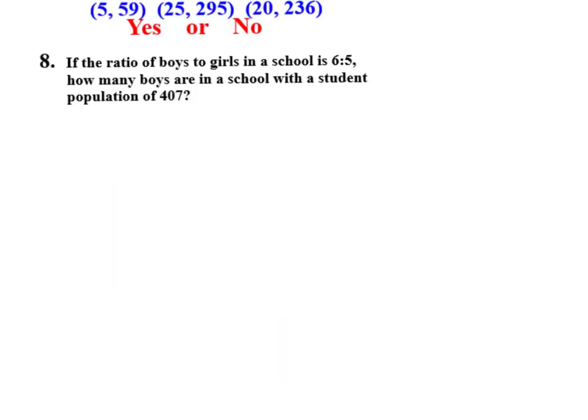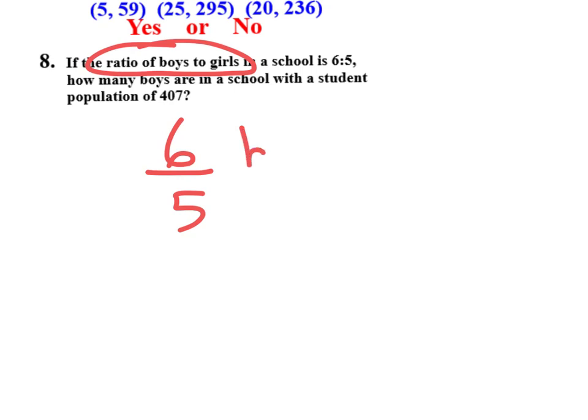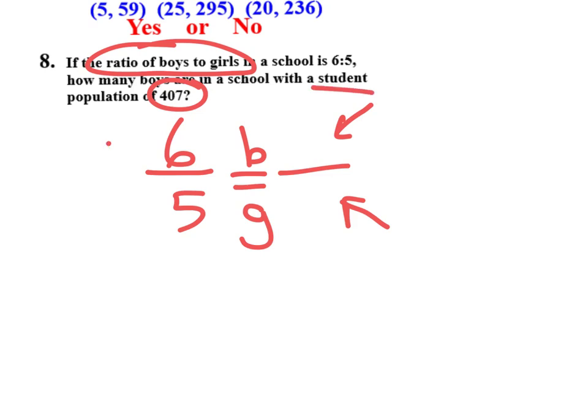Number 8 says if the ratio of boys to girls in a school is 6 to 5, how many boys are in school? Well, I'm going to go ahead and take a minute and write that down. That's 6 to 5, and I have to go in the same order that they said the labels in, so the ratio of boys to girls. And I'm going to set up my proportion. I'm expecting to put a number of boys right there or a number of girls right there, but they give me a 407, which is the total number of students. This is what you call a part-to-part ratio, and then they mention a whole.